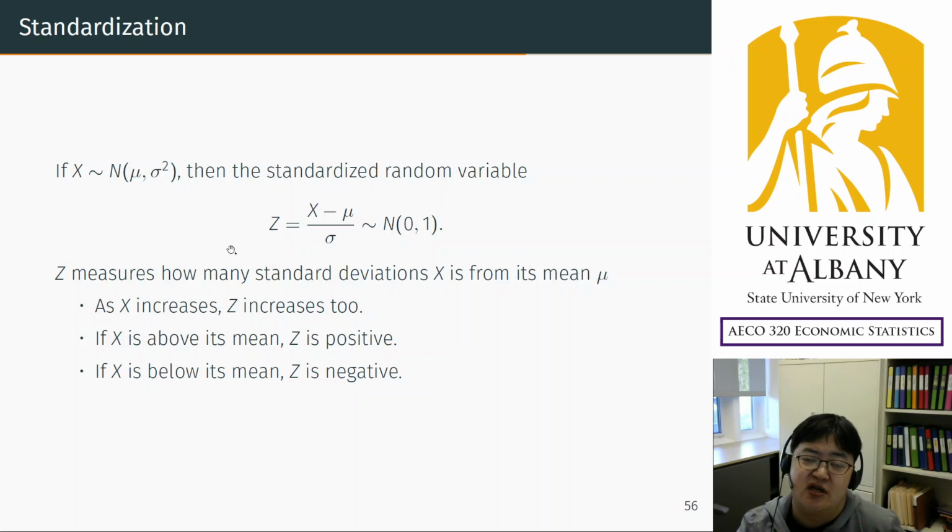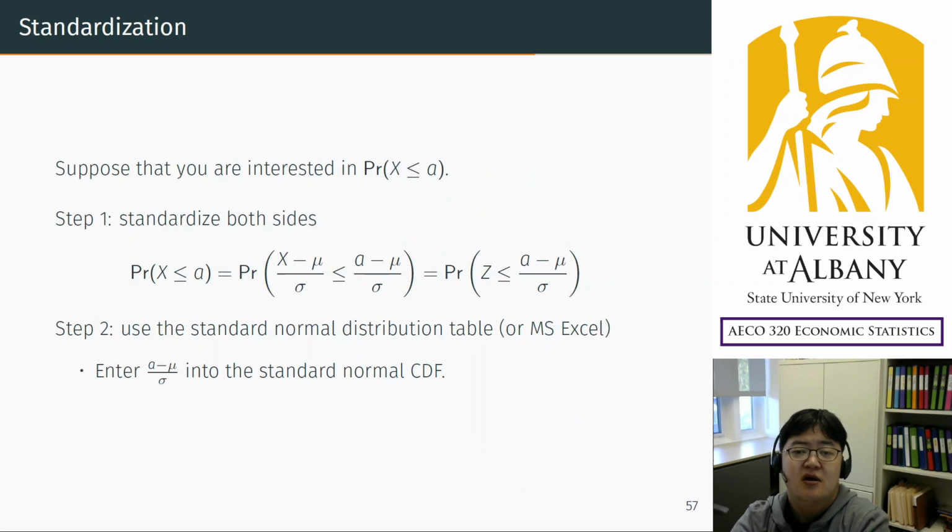But anyhow, we are going to use this as an algebraic tool to calculate the probability. For example, I will show you how we can use the standardization process to calculate the probability for a non-standard normal distribution. Let's say you are interested in the probability that X, possibly a non-standard normal random variable, is smaller than or equal to a. If it is non-standard, we need to standardize X.